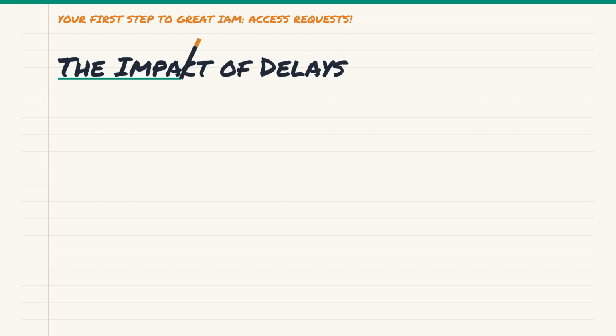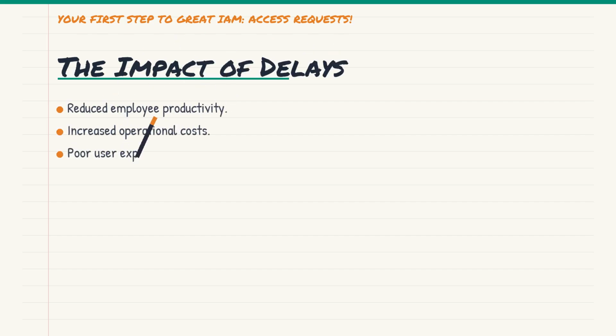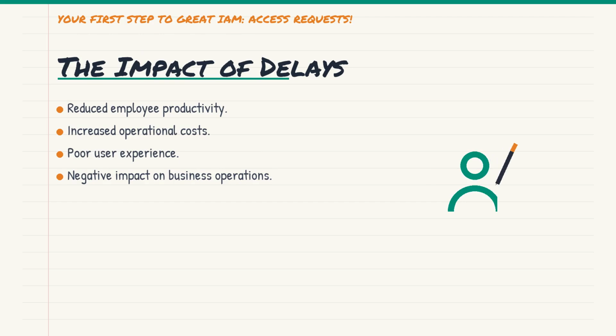That lost form scenario isn't just an annoyance, it has real consequences. When people can't get the access they need quickly, their productivity plummets. They're waiting around, unable to perform their tasks, which costs the company money. Plus, it creates a really bad first impression for new employees or partners. So, making sure access requests are handled efficiently isn't just good IT practice, it's good business practice.